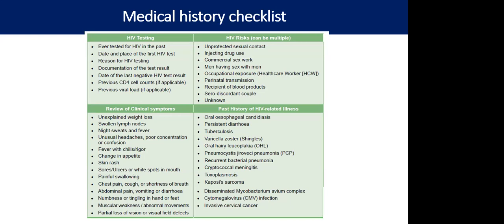Sores and ulcers or white spots in the mouth, pointing towards oral candidiasis, painful swallowing, like esophagitis, candida, HSV, and then CMV esophagitis, etc. Chest pain, cough, or shortness of breath might be due to PCP or even community-acquired pneumonia. And we also need to think about COVID-19 these days in the differential diagnosis. Abdominal pain, vomiting or diarrhea, numbness or tingling in hands or feet, peripheral neuropathies, which is also seen in advanced HIV disease, and due to some drugs as well.